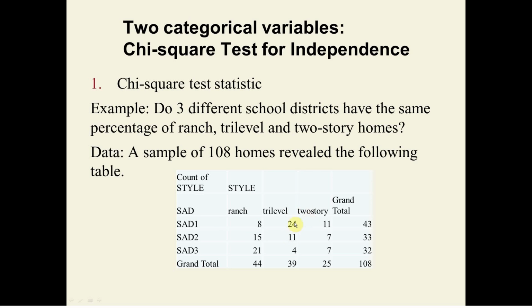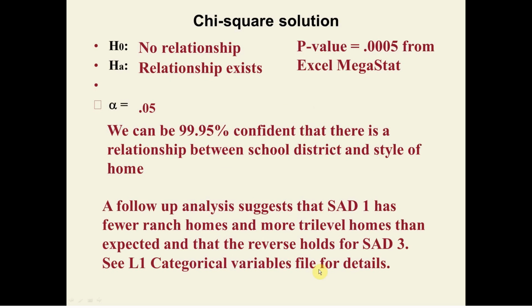Maybe we're interested in finding a particular kind of style home and we want to know, are they available in all school districts, or are there some school districts that have more than others? So this two-way table summarizes how many ranch in school district 1, how many ranch in school district 2, tri-levels in school district 1, etc. This is a two-way table, just back from our regular descriptive statistics. The way that we look at this is we use the chi-square.